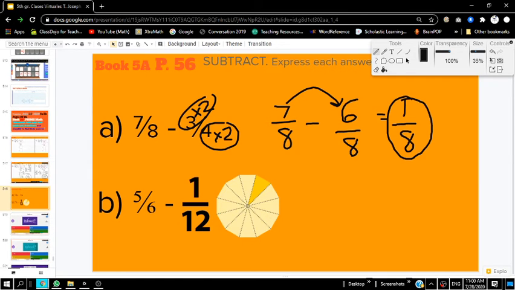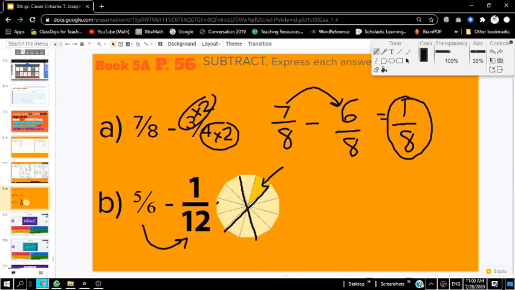Let's check out letter B. Again, we need the same denominator. 5/6 and 1/12 don't have the same denominators. I see here that this is representative as 1/12. But if we separate this into 6 equal pieces, for example, separate here, and separate here, and separate here, we now have 6 equal parts.